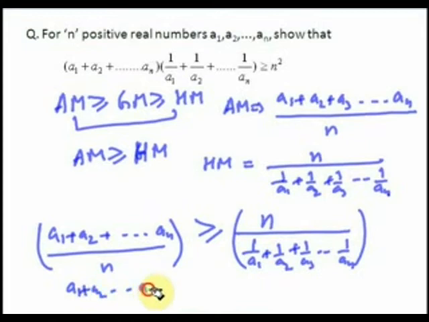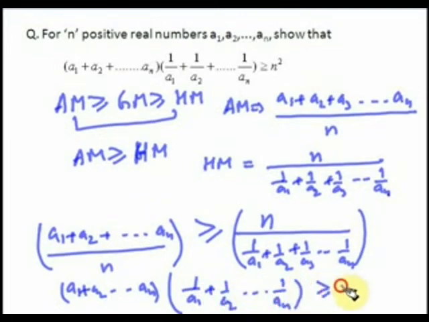If we cross multiply, we'll get the equation (a1 + a2 + ... + an) into (1/a1 + 1/a2 + ... + 1/an) will be greater than or equal to n square. So this constraint, arithmetic mean is greater than or equal to geometric mean is greater than or equal to harmonic mean, is a very important constraint, and we can use it to solve many of the inequalities and to prove them. The equality holds true when all the terms are equal.